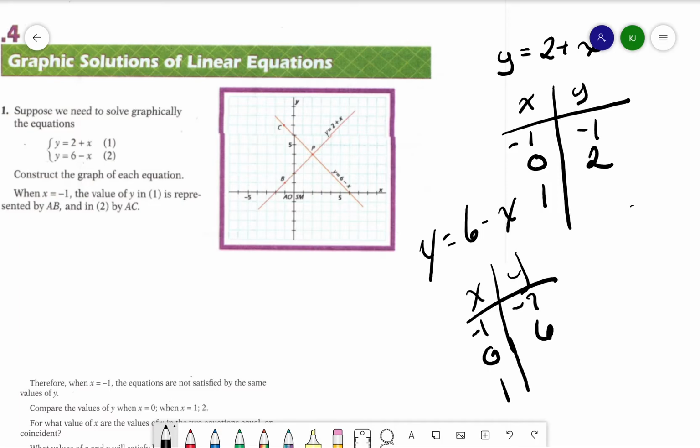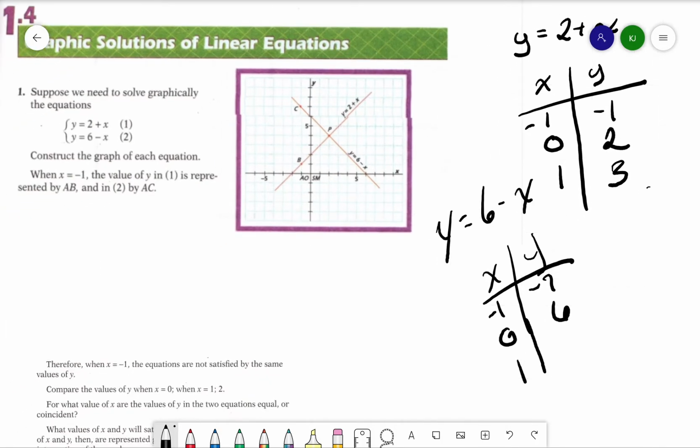Well, 2 plus 1 is 3. 6 minus 1 is 5. So now if we go 1, 3, we get a point. If we do 1, 5, we're going to get a point. It's getting us closer, but it's not quite over there. But it looks like if we were to do a 2 or a 3, we could probably get it. So why don't we try 3? Well, 2 plus 3 is going to get us 5, and 6 minus 3 is just 3.